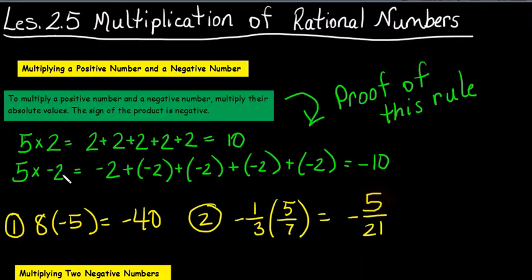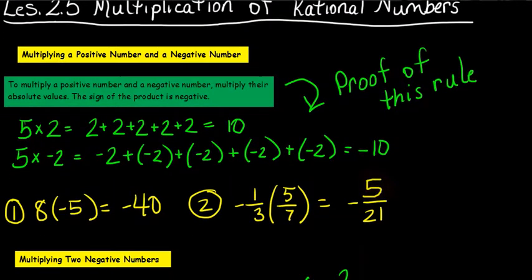Well, 5 times negative 2 would be 5 negative 2s, right? Negative 2 plus negative 2 plus negative 2 plus negative 2 plus negative 2, and that equals negative 10. So hopefully that right there proved to you why multiplying a positive number and a negative number gives you a negative outcome. I gave a couple of examples right here.